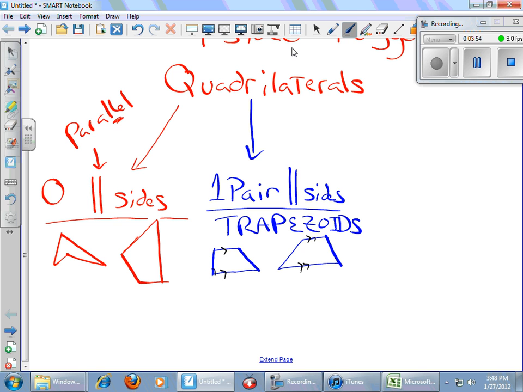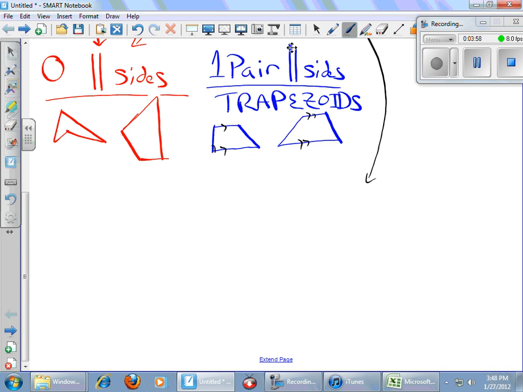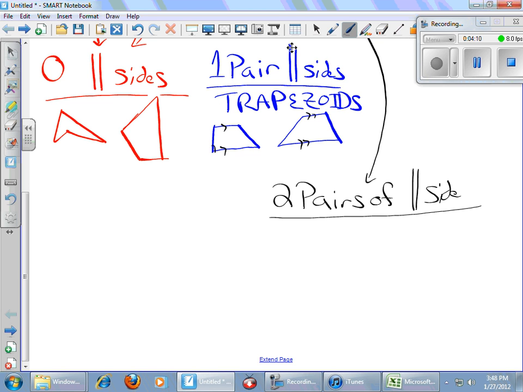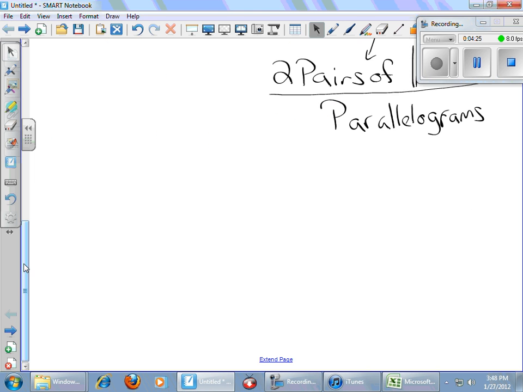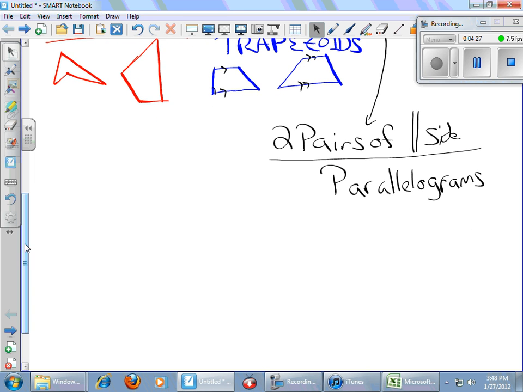All right, now there is another type, and this type has lots of different members. These are the ones that have two pairs of parallel sides. Okay. These are called the parallelograms. Parallelograms. Okay. Now, if you have a hard time remembering, a parallelogram looks like a tired rectangle. That's what it looks like. It looks like a tired rectangle.